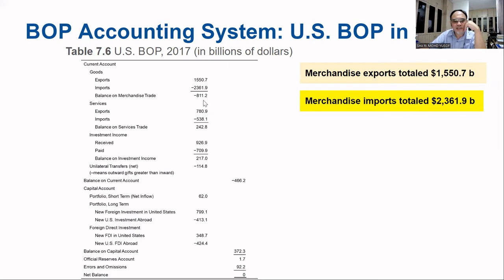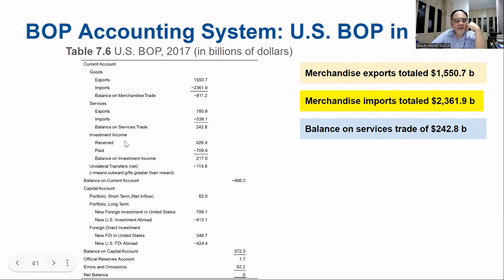Okay, so in terms of goods, there is the term sometimes known as trade deficit. There is a service surplus. So the balance of services is plus 242.8 billion. And the investment income for the current account, there is another one, investment account and unilateral transfers. So the current account, the net is a negative 462.2 billion.